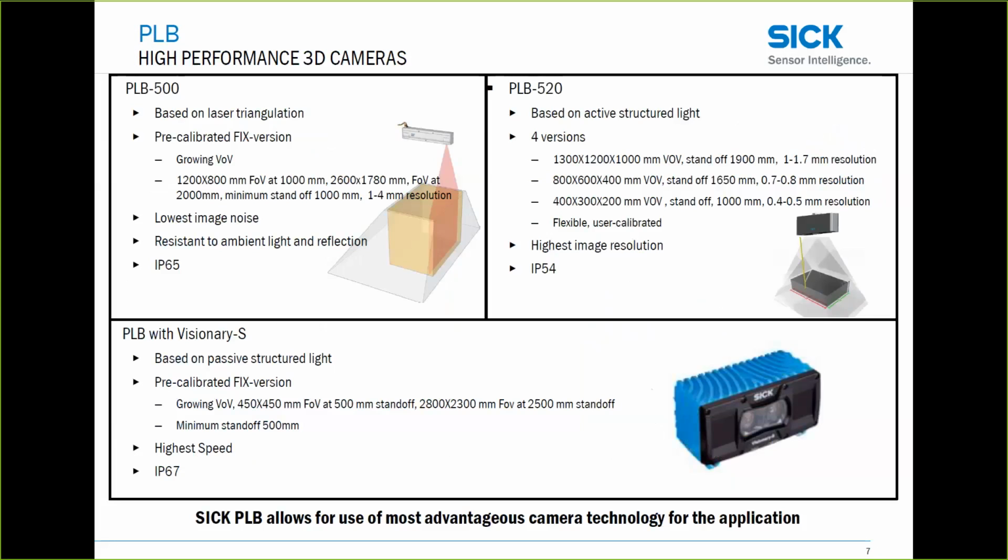So, cameras. These are the 3 cameras that we currently sell. We do have others that are available, but they're not something that we're selling at the moment. If we ever had an application, we would do them. Now, the PLB 500s are scanning rulers. That's what we're going to be looking at today.